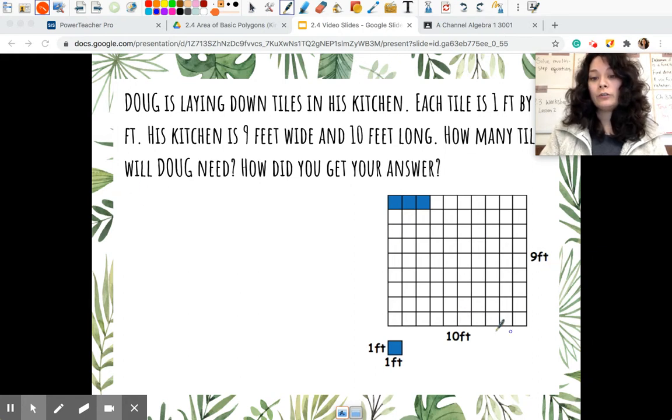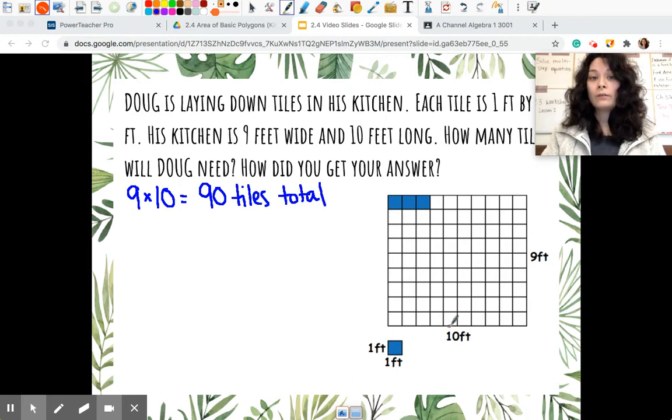Another strategy that you could do, some students catch on to this, is if I take the width of the kitchen and I multiply it with the length of the kitchen, I end up getting the same answer as if I counted up all the individual tiles. Okay, so regardless if you multiplied like this or if you counted all of them up, you should have found that Doug is going to need 90 tiles total. Regardless of what method you used here, what you just found is actually the area of his kitchen.